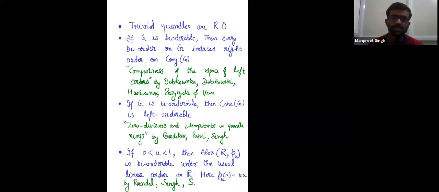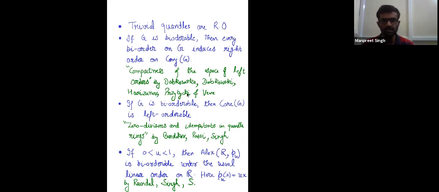Some examples: trivial quandles are right orderable, one can easily check, but they are not left orderable if the trivial quandle has more than one element. Suppose G is a bi-orderable group, then it is proved in this paper, using compactness of the space of left orders, that the conjugation quandle is right ordered. And if G is bi-orderable, then the core quandle is left orderable, and it is proved by Bardakov, Passi, and Mahendra Singh.